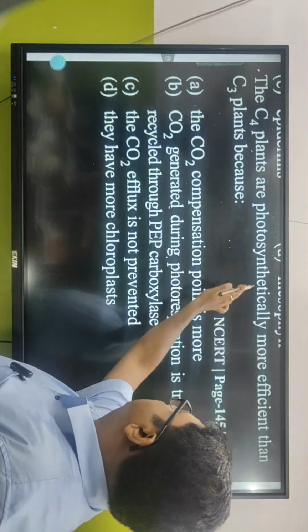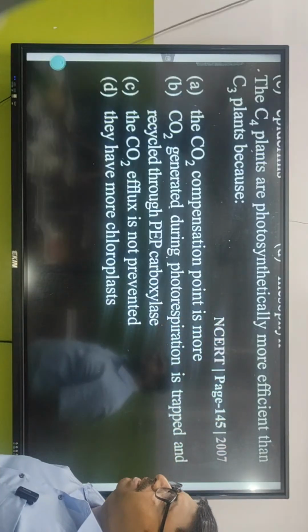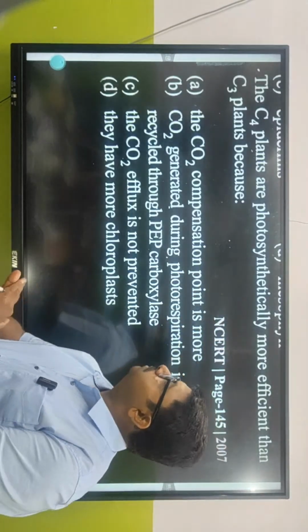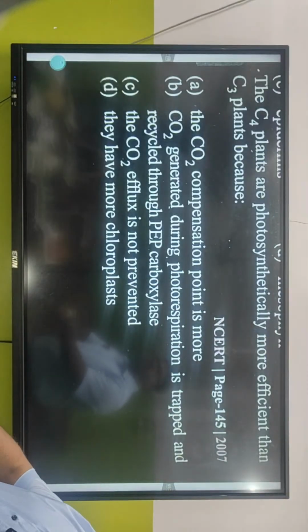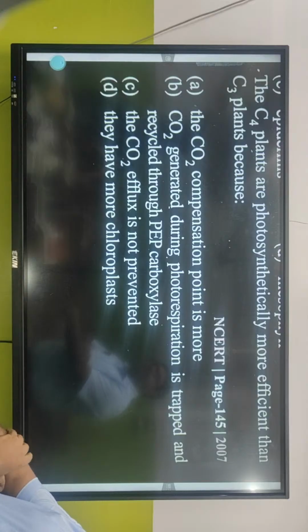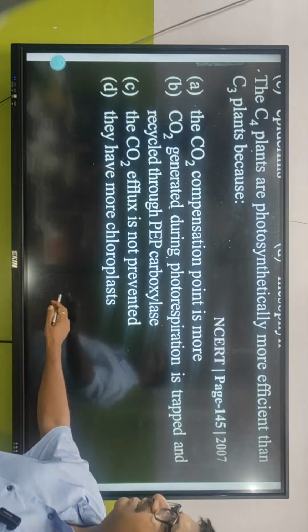The C4 plants are photosynthetically more efficient than C3 plants because CO2 released during photosynthesis is trapped and recycled through PEP carboxylase. More efficient than C3 plants. The option B is the answer.